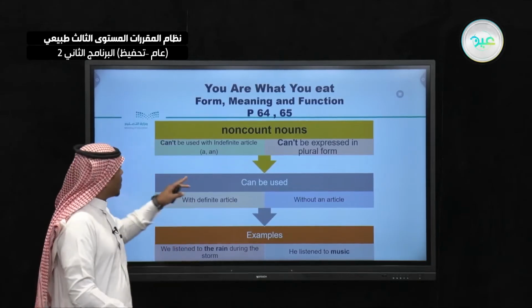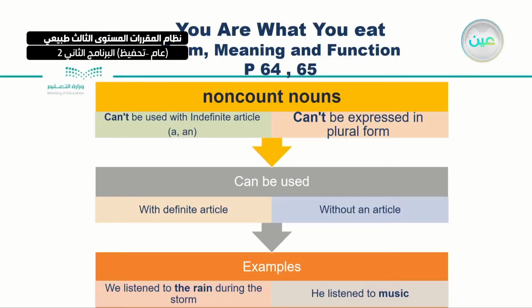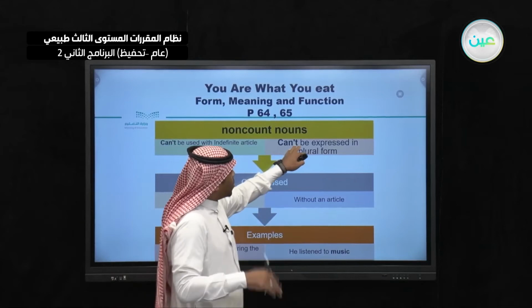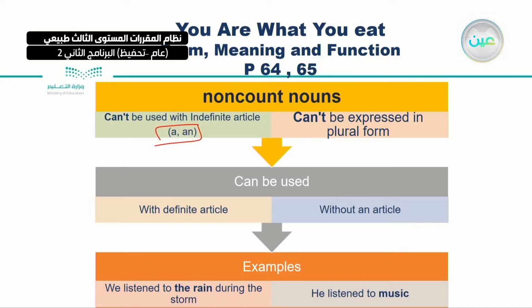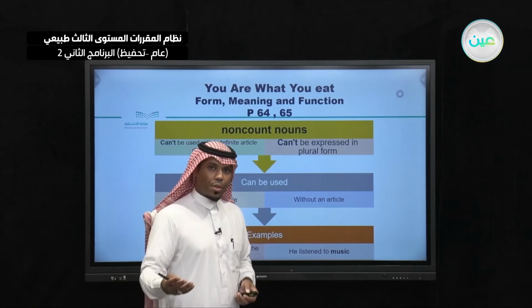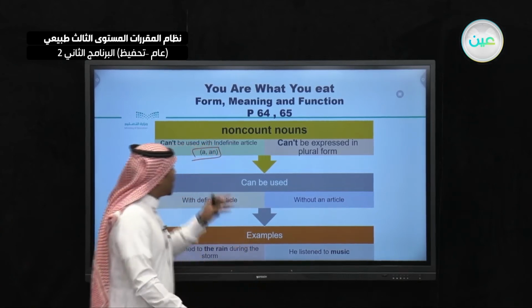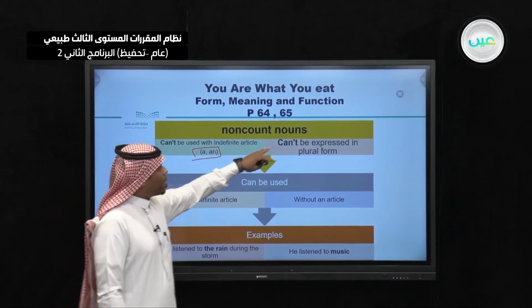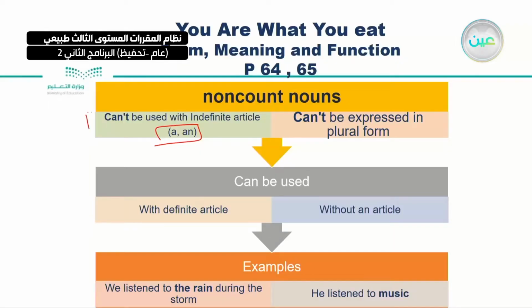Why? Because we cannot use non-countable nouns with the indefinite articles a and an. I cannot say "a sugar," for example. Also, they cannot be expressed in plural form. We cannot add s: "sugars." No. So here, number one, non-countable nouns cannot be used with an indefinite article, and number two, they cannot be expressed in plural form.